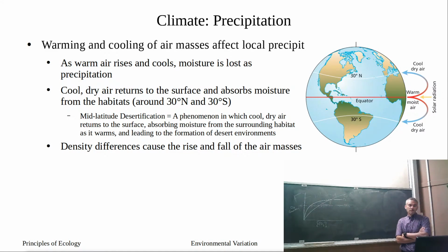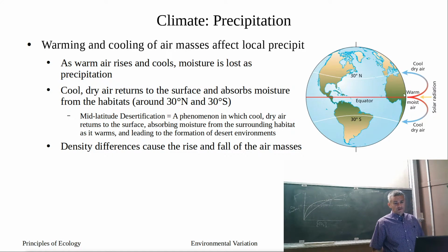Desertification is a phenomenon in which cool, dry air returns to the surface, absorbing moisture from the surrounding habitat as it warms, leading to the formation of desert environments. That entire thing explains what happens. Now, what causes the rise and fall? Differences in density of the air based on temperature. Warmer air is less dense, that's why it rises. Cooler air is more dense, that's why it falls.